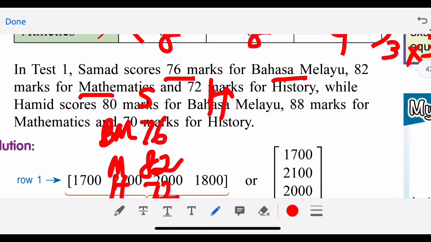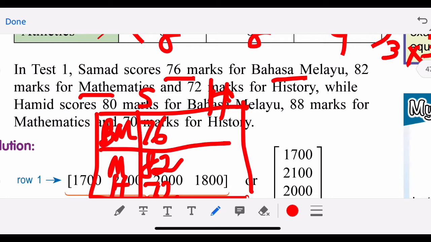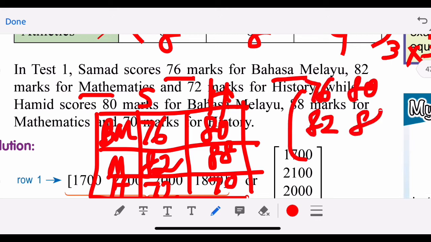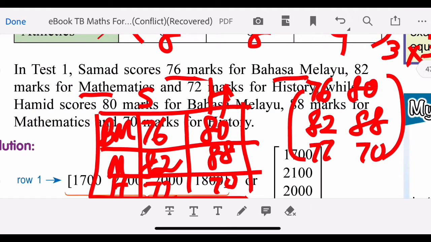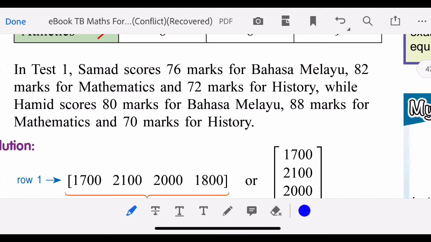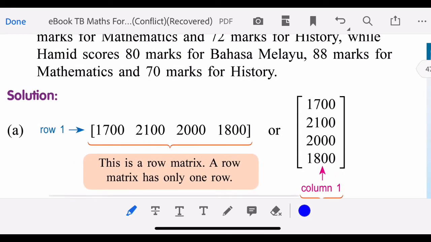So you can draw a table first like this. Then from the table, you convert to matrix. Hamid scored 80 marks for Bahasa Melayu, 88 for Maths, and 70 marks for History. So you can write like this. You can convert to 76, 80, 82, 88, and 77 and 70 like this. It depends on how you draw the table. If you draw horizontal, then you get horizontal. So these are the answers after you convert to matrix.